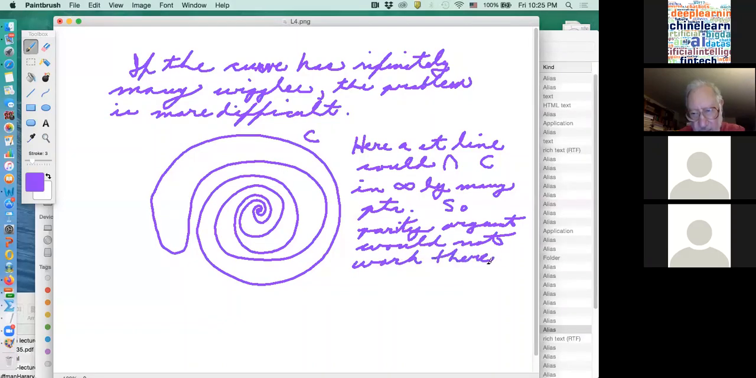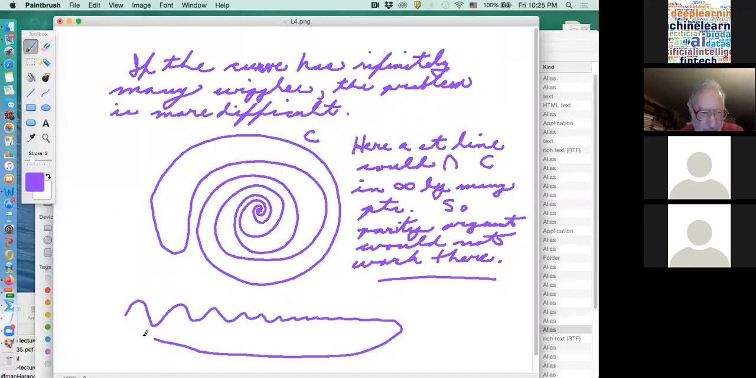You see? So if you have curves with a lot of wiggles in them, and of course it could happen another way, you could have something that was doing this, even as simple as that. And then you could have a certain straight line that intersected it in an infinite number of points. So if you assume that it doesn't do that, that it is basically tame in that sense, then the Jordan curve theorem is a matter of counting parity. And that's all we would need.